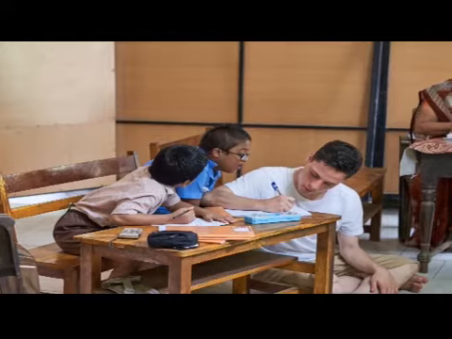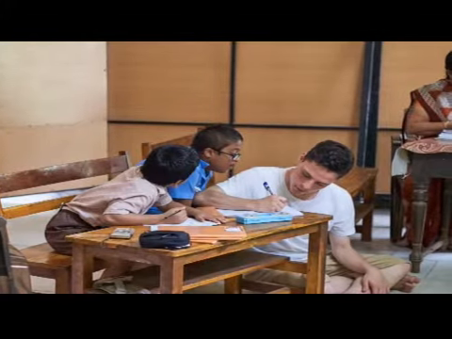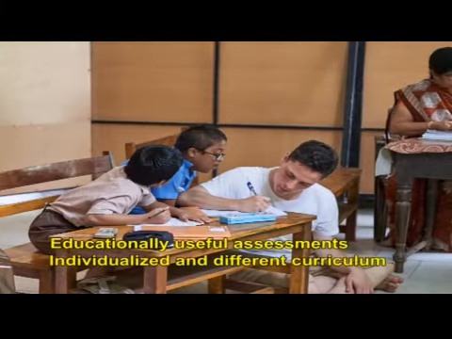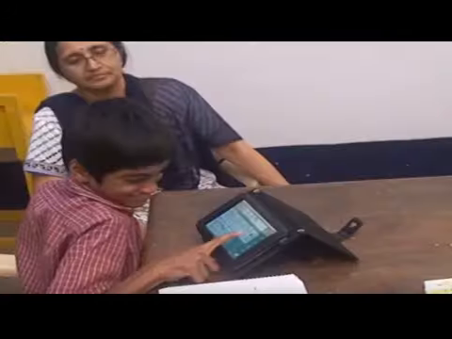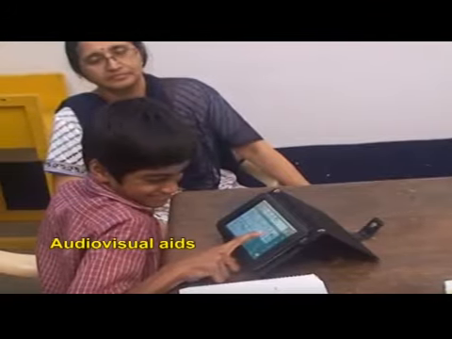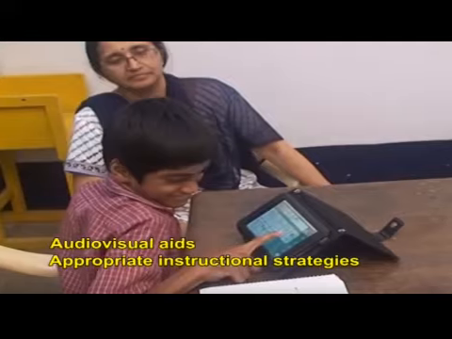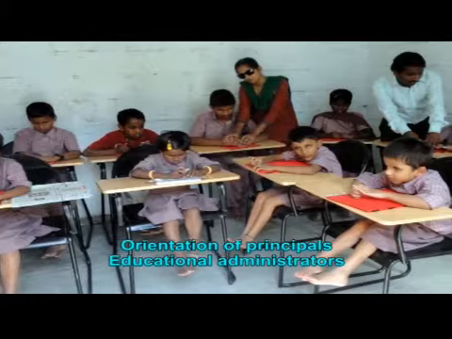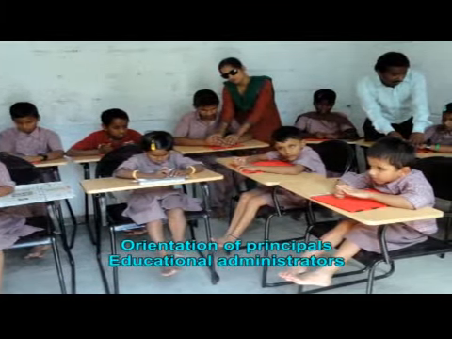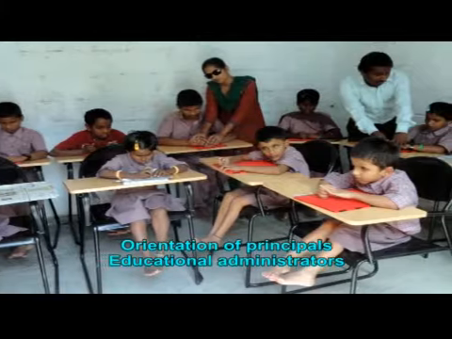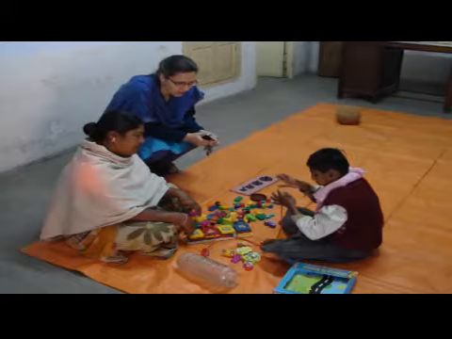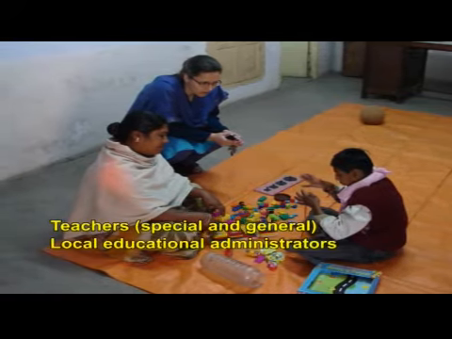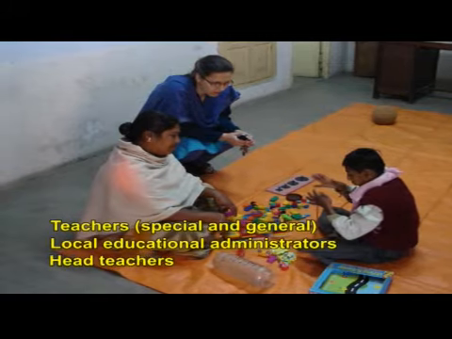All teachers at the secondary level will be trained in particular strategies like making educationally useful assessments, planning an individualized and different curriculum, teaching styles which include audiovisual aids, appropriate instructional strategies, etc. Orientation of principals, educational administrators. This training will include developing strategies for management of inclusive education. This will also include teachers, both special and general, local educational administrators and head teachers.